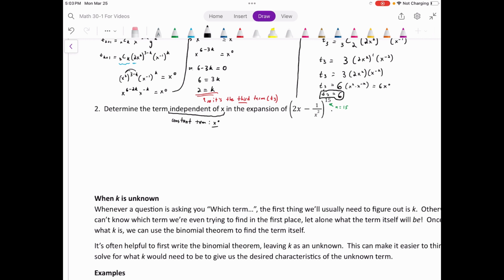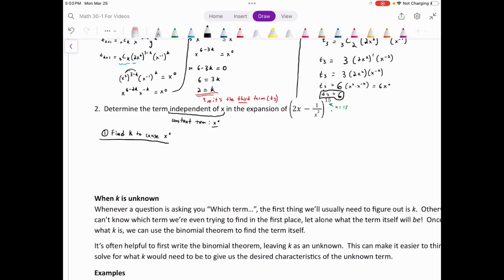So that's our step one. When we're not sure what term number we're looking for, that just means we're not sure what k is. We know we're looking for the constant term. We just don't know if that's T3 or T4 or T6 or T7. Who knows? So first, we need to find k to cause the overall exponent on x to be 0.